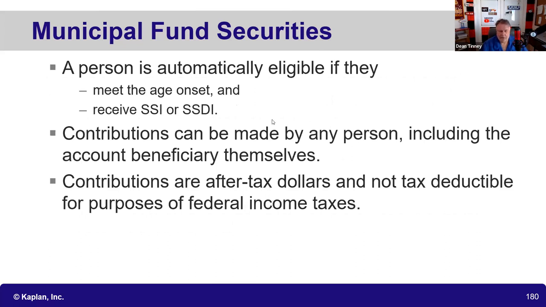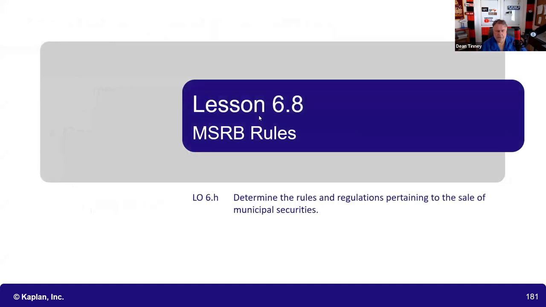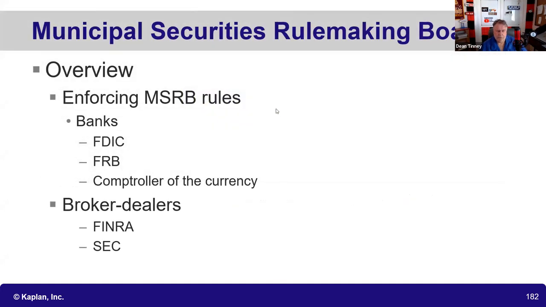You're automatically eligible for an ABLE account if you meet the age of onset, 26, or if you're already receiving either state Social Security or federal Social Security disability. Contributions are made by any person, and the contributions are made with after-tax dollars. MSRB rules, very testable. The Municipal Securities Rulemaking Board. They publish rules, but they're denied the enjoyment of enforcement. All they do is publish rules.